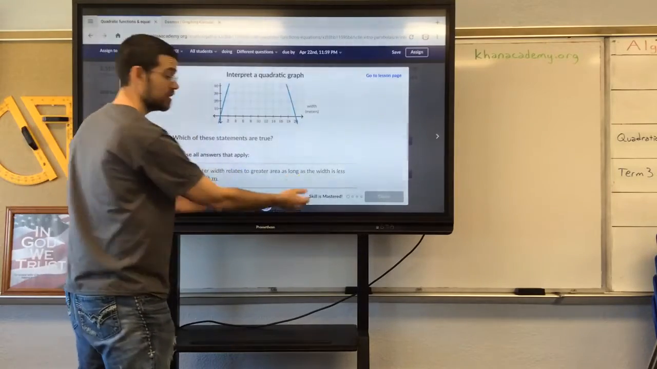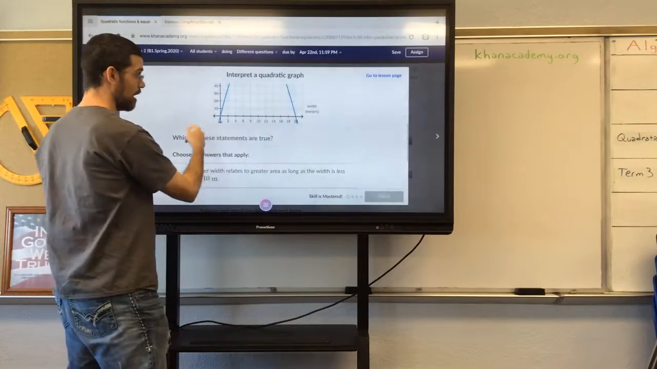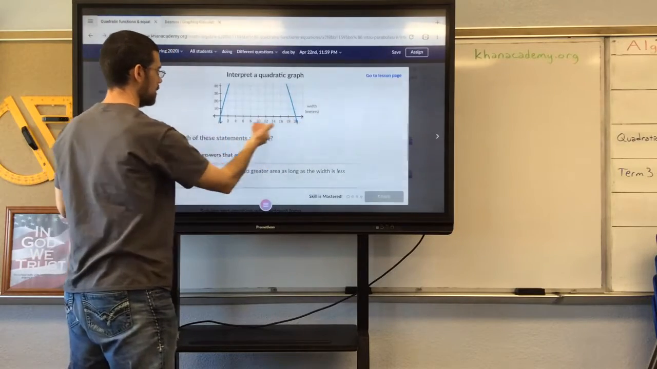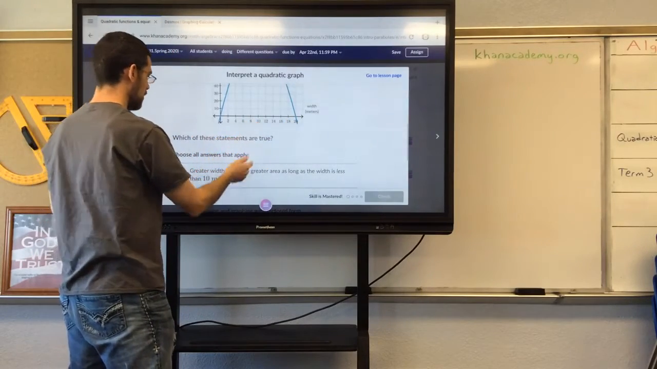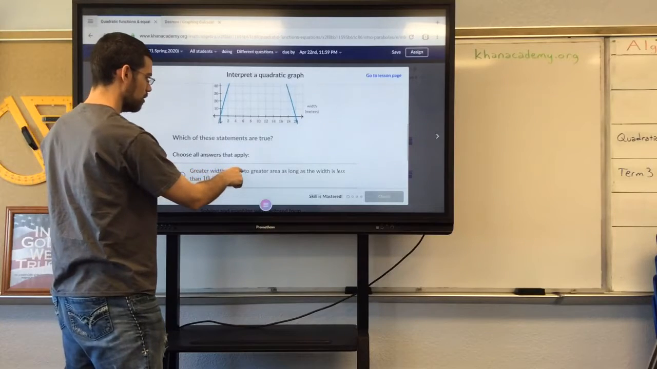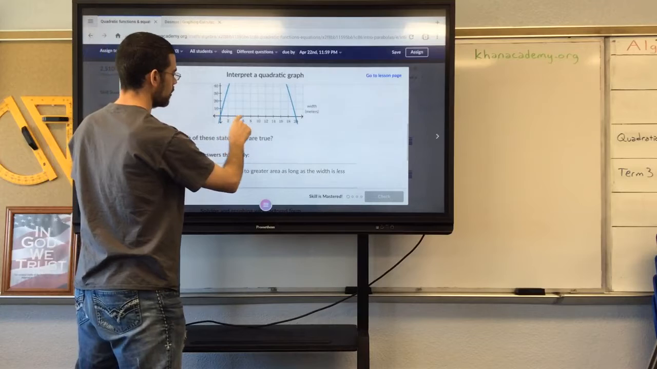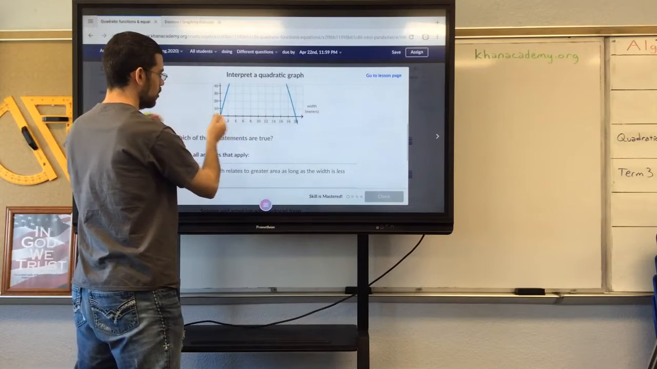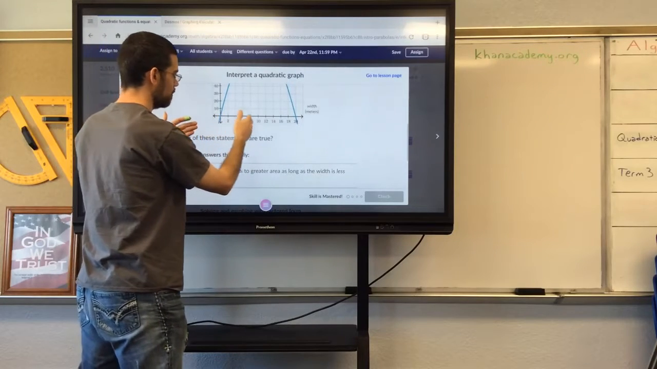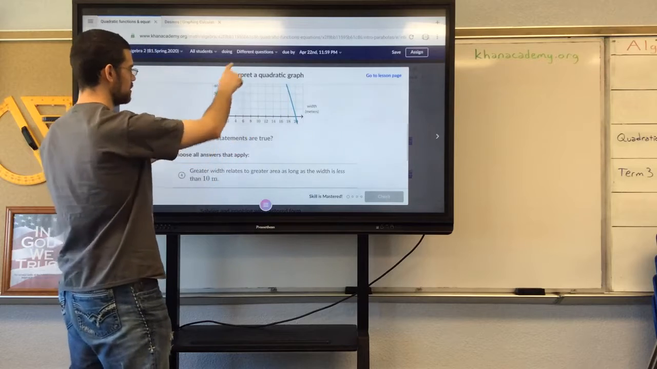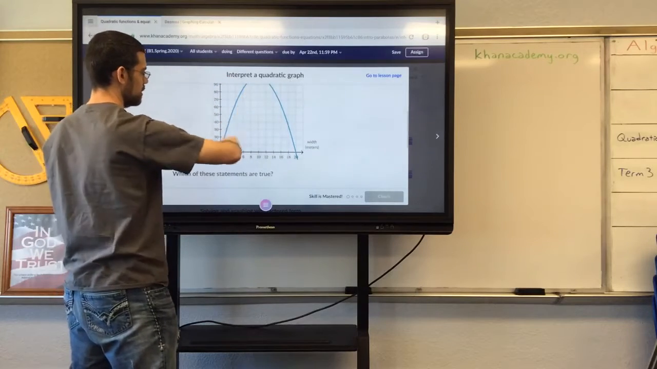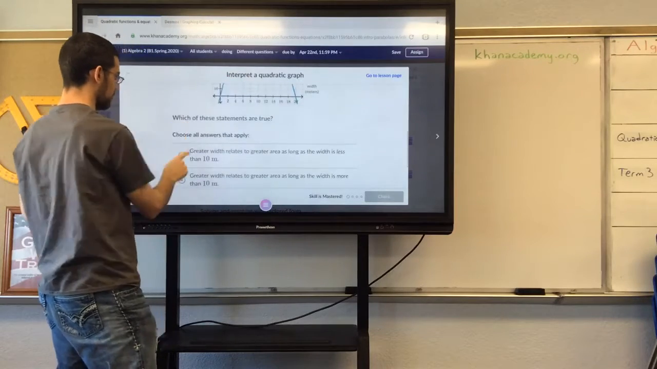as long as the width is less than, right? To the left on width being meters, to the left is less than. Greater width relates to greater area, right? If I increase my width from the left side of 10 all the way up until 10, I'm increasing my area. That's true.